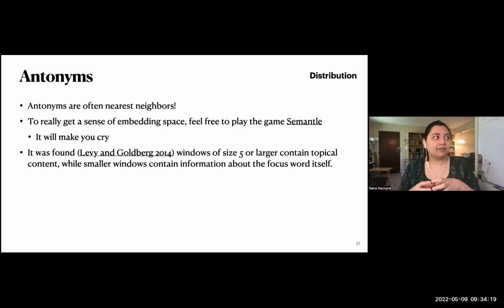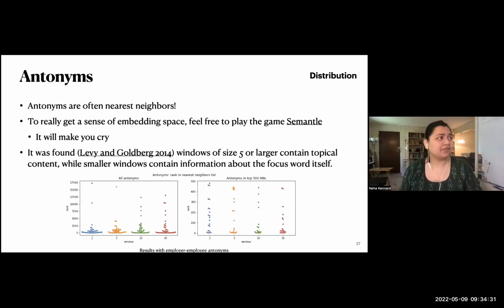But smaller words contain information about the focus word itself. So you can imagine that Republicans and Democrats are within the realm of topical words for each other. So if you look at antonyms and their rank for how close they are in nearest neighbors, they can actually be quite close.